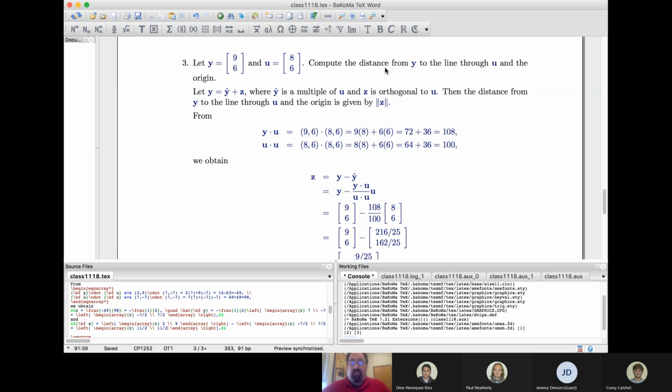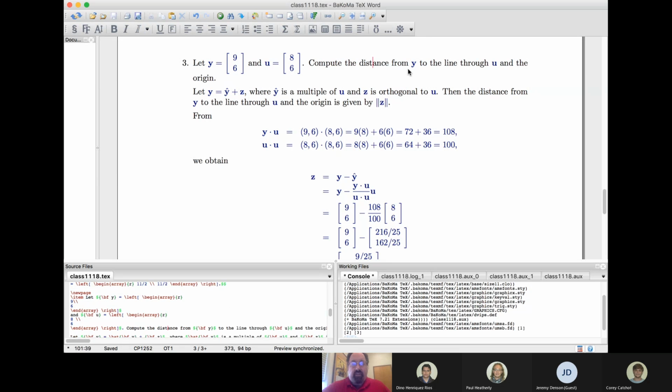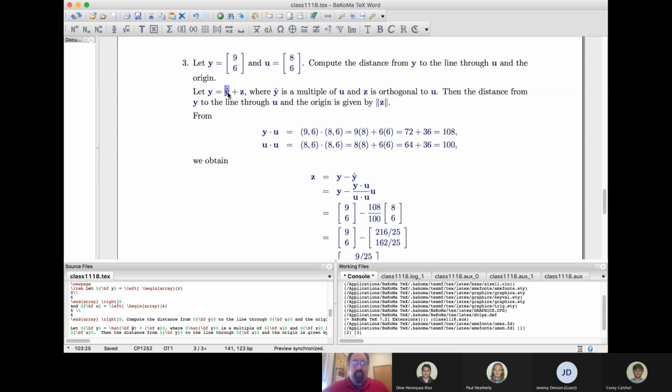Because we're trying to get to the shortest distance from y to this line that passes through u and has a direction of u. So the point on that line that's closest to y is y hat, because y hat is the best approximation of y by a vector in the direction of u. So then you can think of z as being like the error. It's the distance between y and this line that has a direction of u, which is also the same direction as y hat. So then you just proceed as in the previous problem.